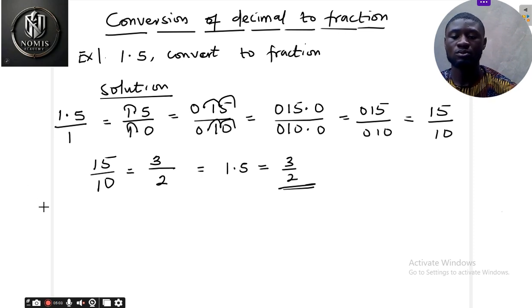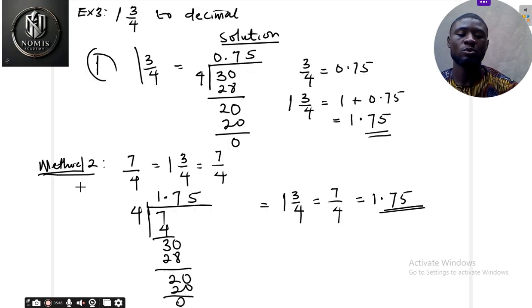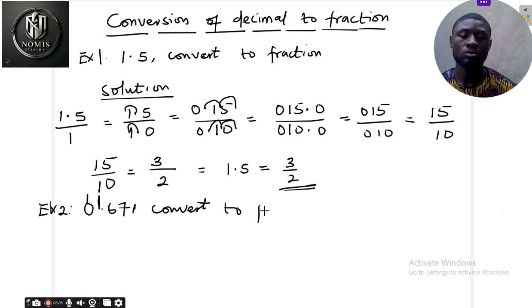Let's take example number 2. Example 2. Now, example 2, the one that we converted was 2 over 3 converted to 0.67. So let's take that 0.67, which was approximated. So convert 0.67 to fraction. So how do I get this done? Let's get into the solution.